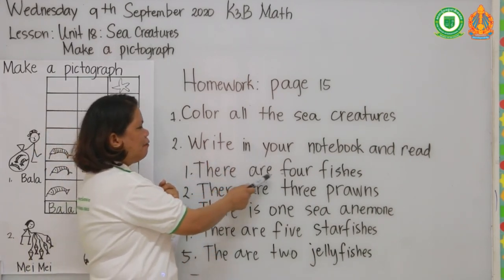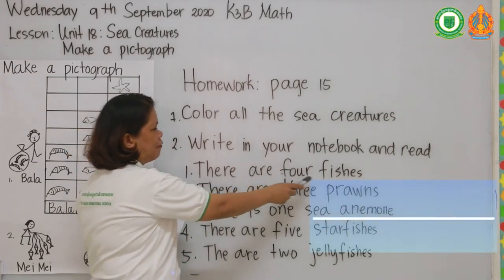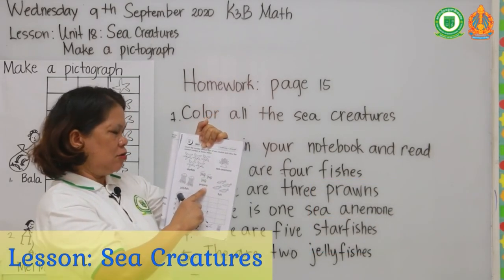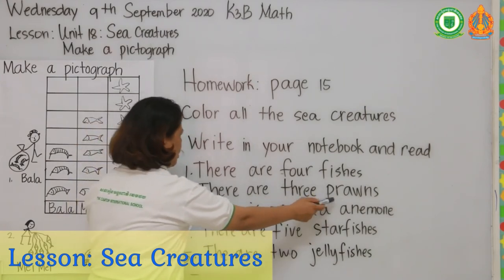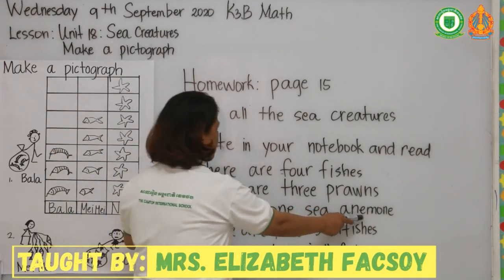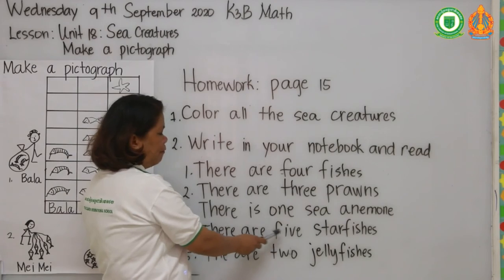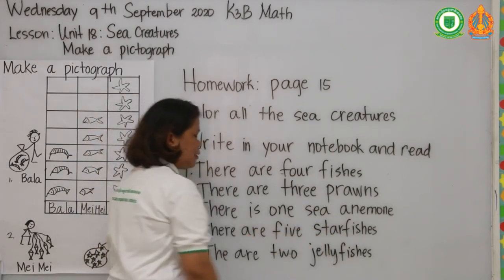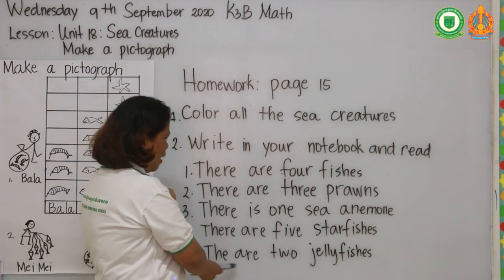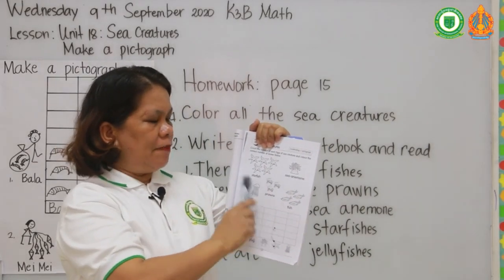So, number one, there are four fishes. Here, there are four fishes, okay? And number two, there are three prawns. There are three prawns, okay? And number three, there is one sea anemone. There is one sea anemone. And number four, there are five starfishes. There are five starfishes. And next, number five, there are two jellyfishes, okay? So you just read these pictures, okay?